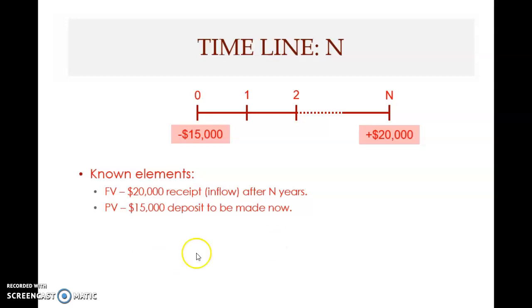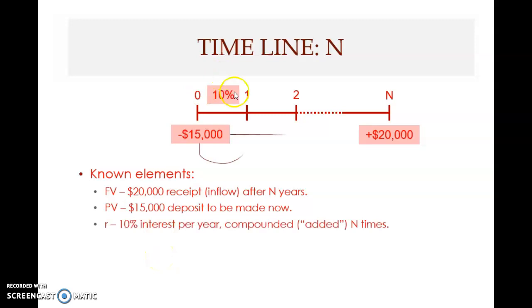Okay, the third factor that is known is the 10% interest rate. Yeah, this is known, compounded n times. So here, in this value, you must add interest. Interest must be compounded n times, so that this becomes 20,000 at the end of period n. So that's the idea.